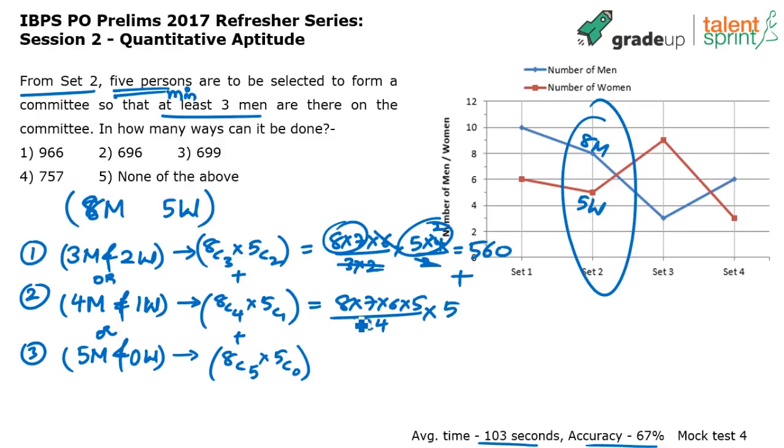Say 8 into 6 is 48. 48 by 24 will give you 2. Now 7 into 5, 35. 2 into 5, 10. 35 into 10, 350. Something is wrong. Hold on. 8, 6, 48 by 24 is 2. 7, 5, 35.